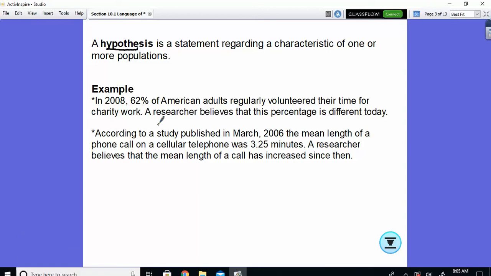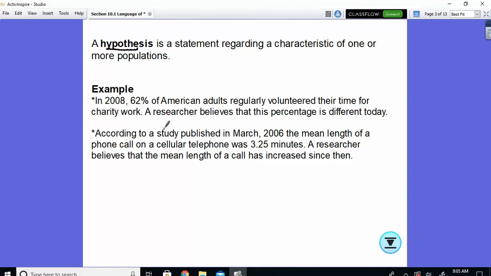So, for example, in 2008, 62% of American adults regularly volunteered their time for charity work. A researcher believes that this percentage is different today. So, let's just go through this one. What would my hypothesis be? What did the researcher believe? 62% of American adults regularly volunteer their time for charity work. Okay, so originally we believed it was 62%. The hypothesis, the guess, the researcher thinks it's different. So it's not 62% anymore.